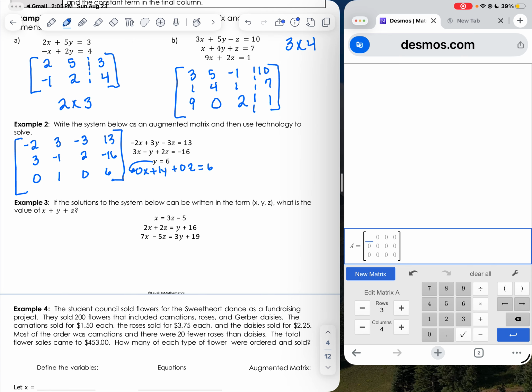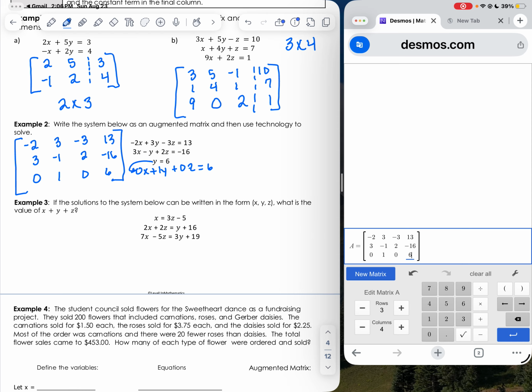Now, very carefully, I'm going to enter each coefficient. So -2, side arrow, 3, side arrow, -3, side arrow, and my constant term, 13. All right, side arrow, 3, side arrow, -1, side arrow, 2, side arrow, and then my constant term, -16. And in the last row, we have a 0, side arrow, 1, side arrow, 0, side arrow, and 6.